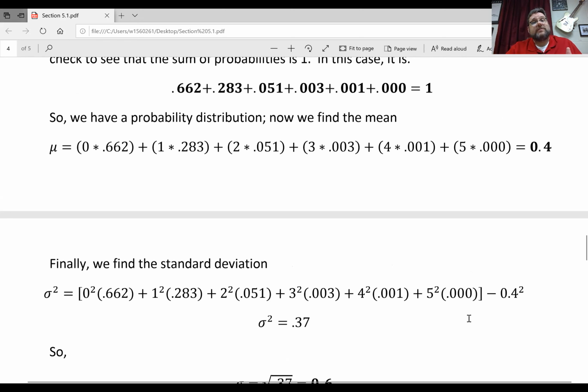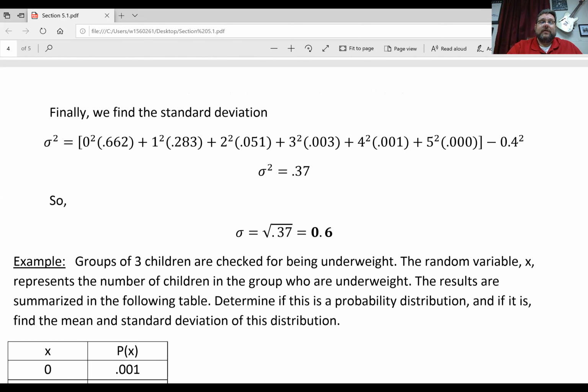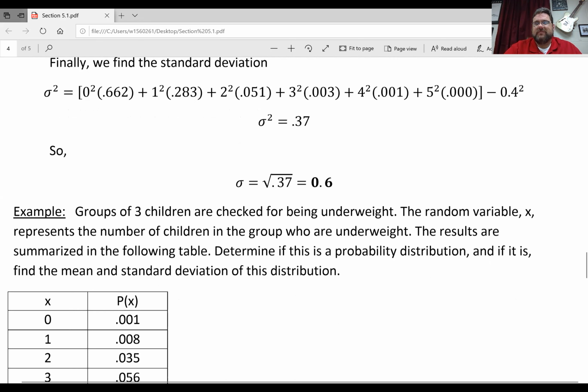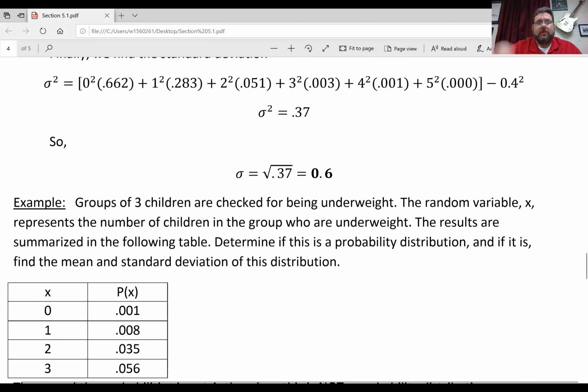But don't forget, we don't want sigma squared. We want sigma, all right? So we just plug this in the calculator. Sigma is the square root of whatever sigma squared was, so we get 0.6. And that's a common mistake, especially on homework, because you do all of this addition and multiplication, and you think you're done, you just forget to take that next step. That happens. But we're going to get past it. All right. So that's that example. We determined it was a probability distribution, and after that, we were able to find its mean and standard deviation.